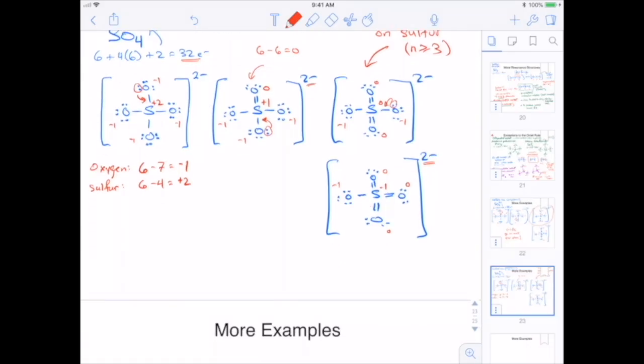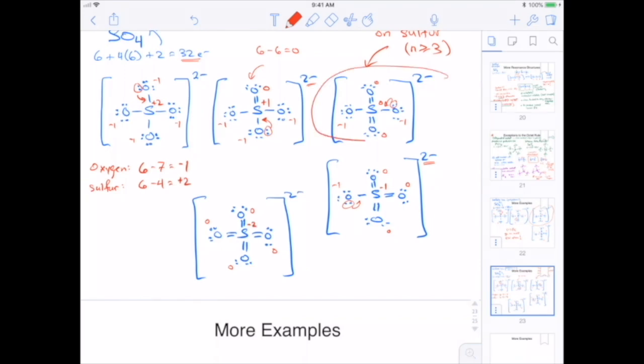If we were to take it one step further and bring in a lone pair from all the oxygens, that would look like this. And now if we look at the formal charges, there's 0 on all of the oxygens, and on the sulfur, now we would have 2 minus. So looking at all of these options, this one here is still the best option because you want to consider that any negative formal charge is going to be found on the most electronegative atom. And in this case, that's oxygen.